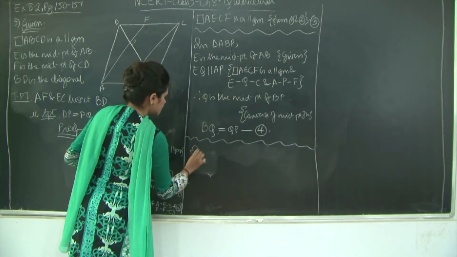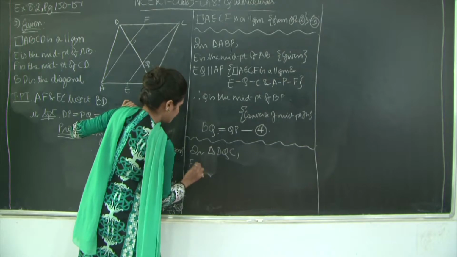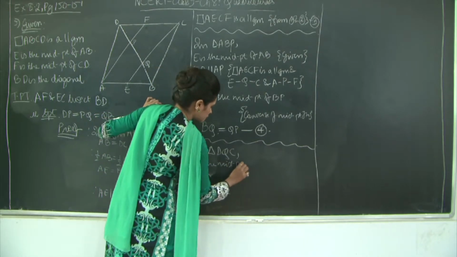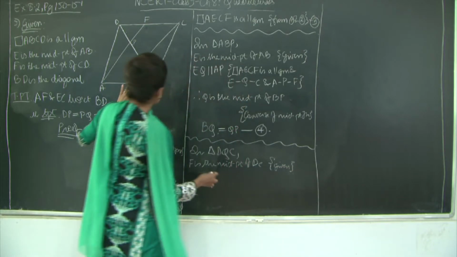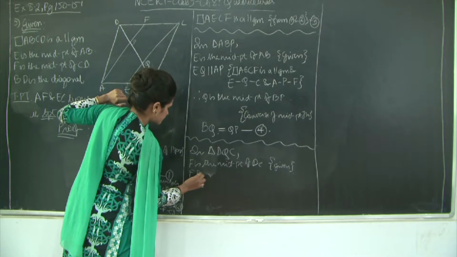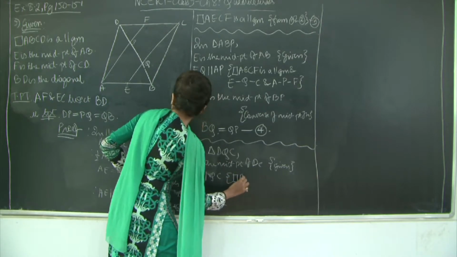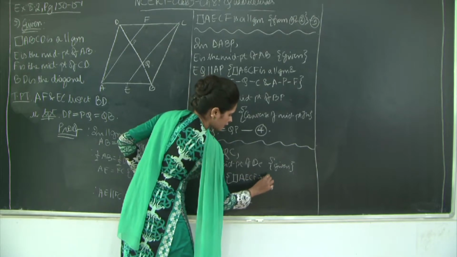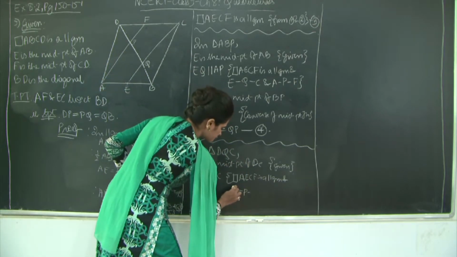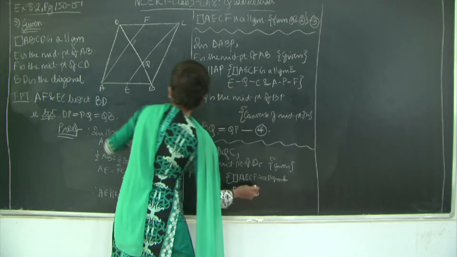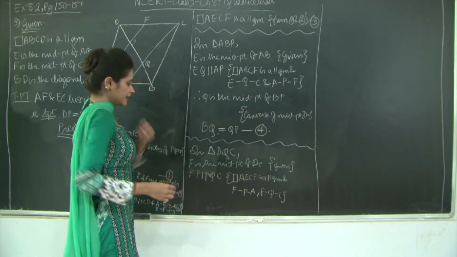So I'll say now in triangle, which is my triangle DQC, I have F is the midpoint of DC. This is given. And also FP is parallel to QC. Why? Because quadrilateral AECF is a parallelogram and P lies between F and A, and what else? Q lies between E and C. Correct?